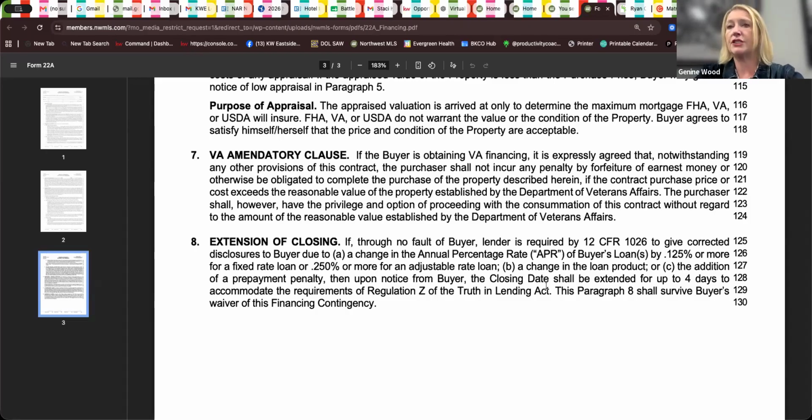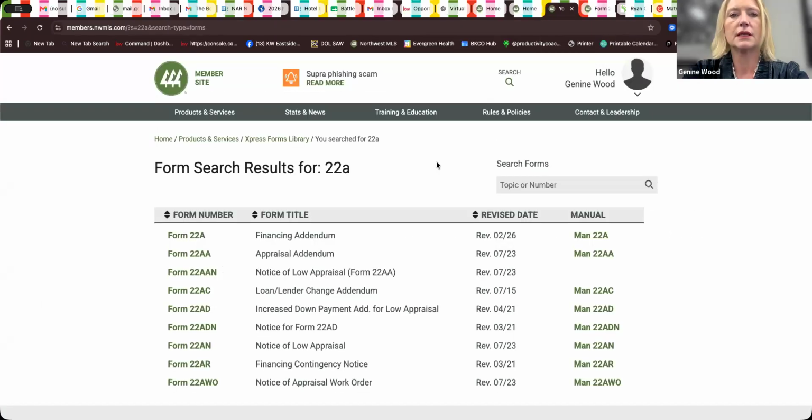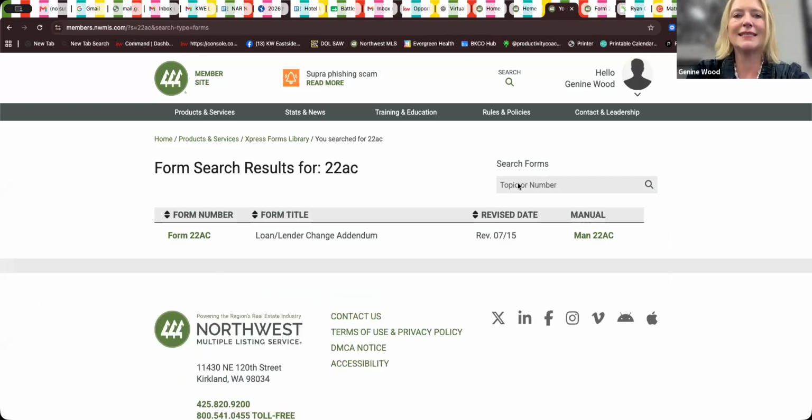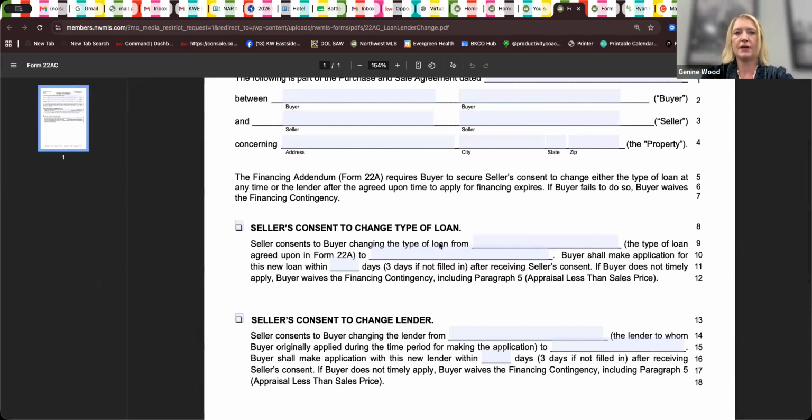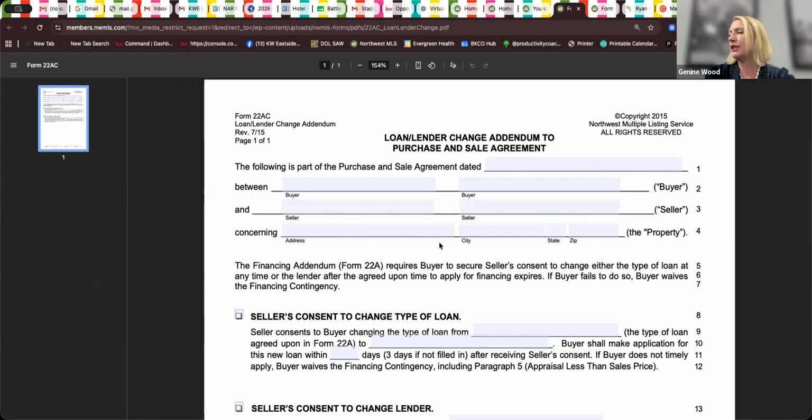Any questions on 22A, whether in the room or online? Okay, let's take a look at some of our other forms. Let's look at 22AC. AC is going to be your consent form. If your buyer wants to change the lender or the loan type, you are going to use 22AC before your buyer does anything. So this is consent to make changes.